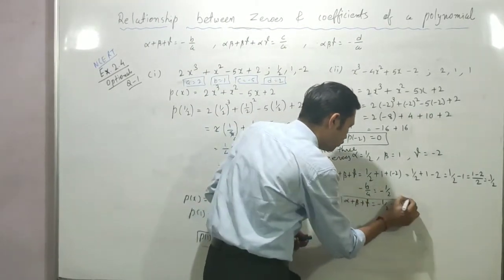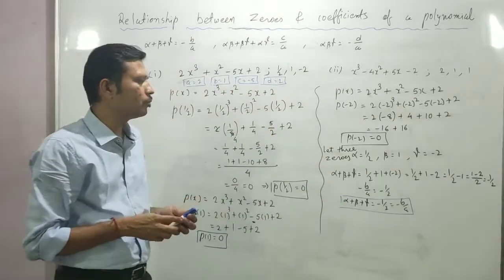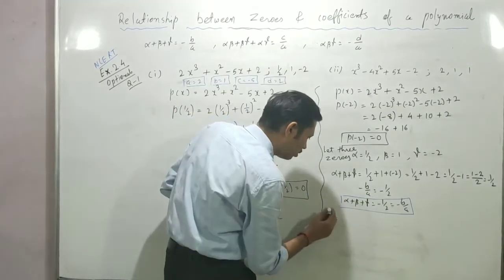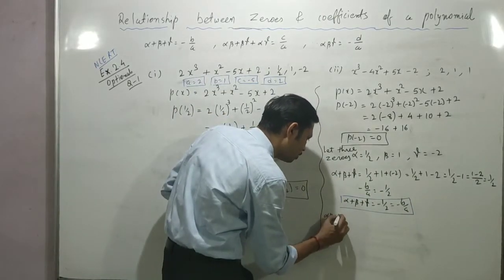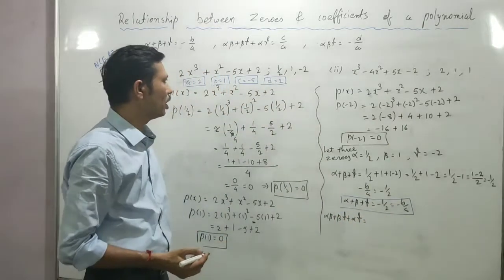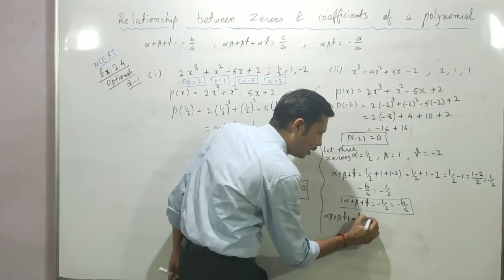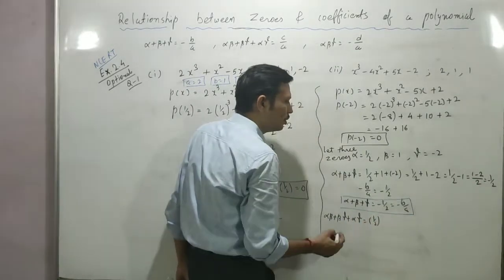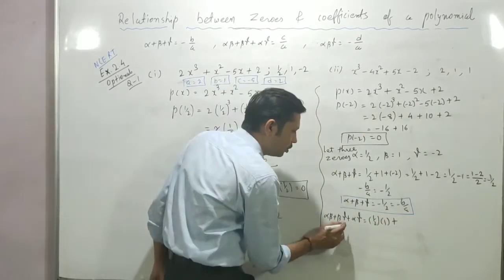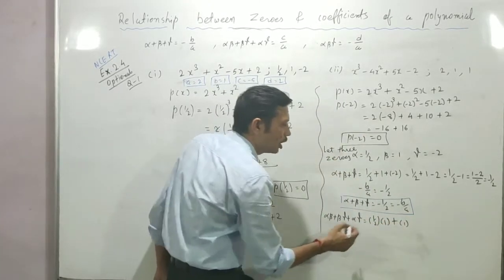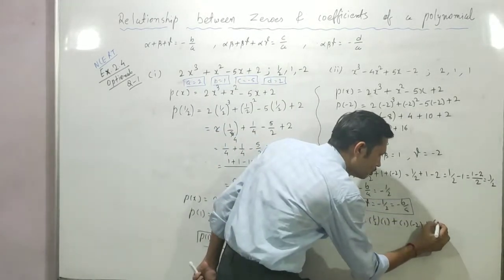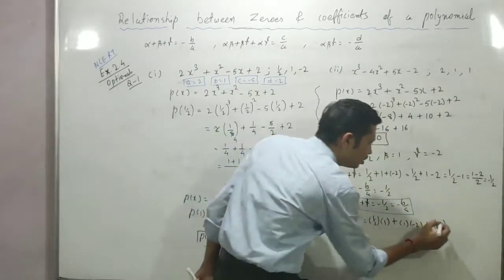Okay. Now we will verify the sum of the product of the two zeros taken at a time. So we can write it like this: alpha into beta plus beta into gamma plus alpha into gamma. Now alpha into beta. What is alpha? 1 by 2. What is beta? 1. Again beta into gamma. Beta is 1, gamma is minus 2. Alpha is 1 by 2, gamma is minus 2.